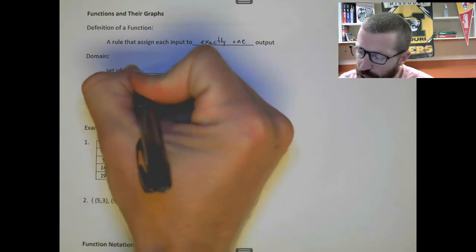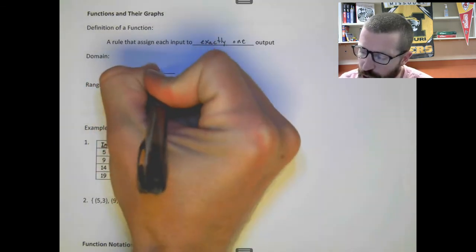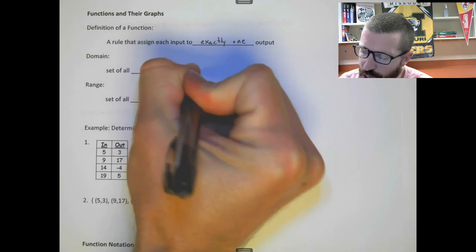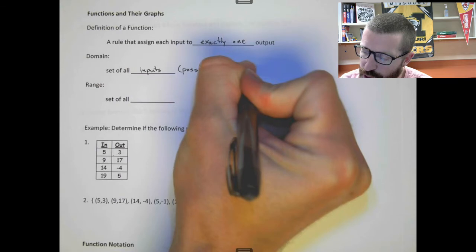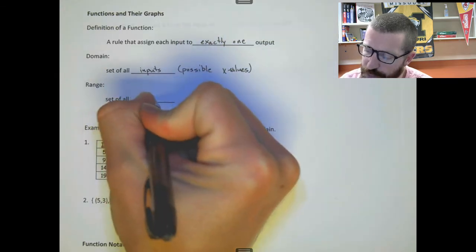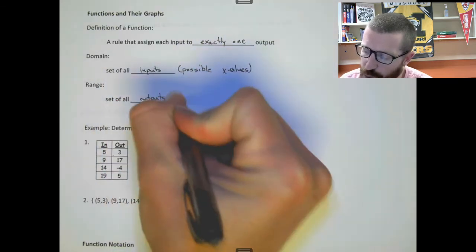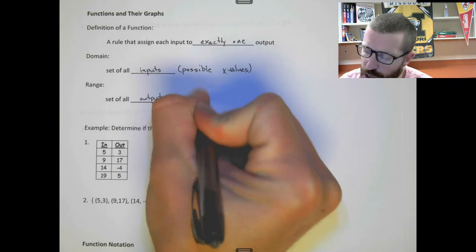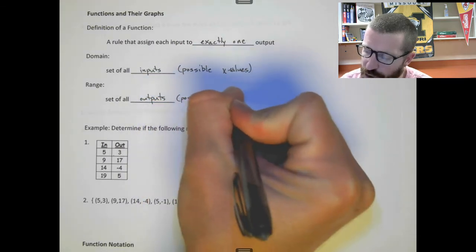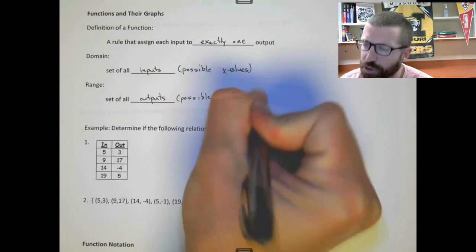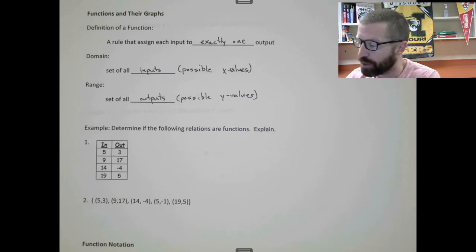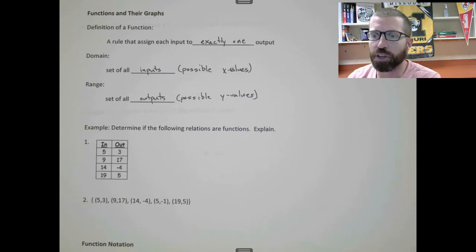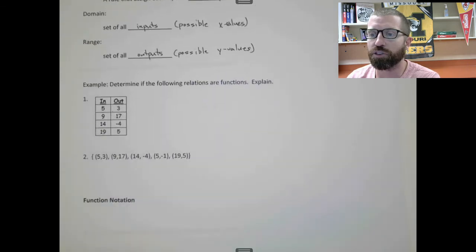The domain is the set of all inputs. Usually you can think of it as all of the possible x values. And then range is the set of all outputs, which is all the possible y values. So this is a pretty simple definition for a very complex concept. We'll talk about domain and range really probably throughout your math class, but definitely today. But before we do, let's talk about an example of determining if things are functions or not.